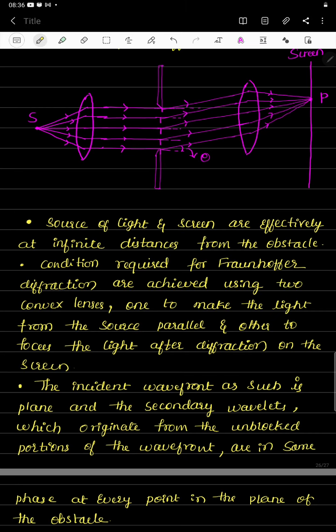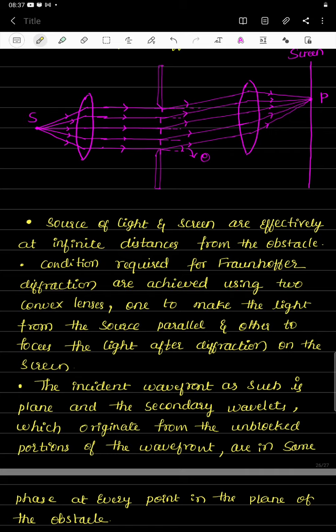So now the second class of diffraction is Fraunhofer diffraction. In this type of diffraction, the source of light and screen are effectively placed at infinite distance, but practically keeping the source and screen at infinite distance is not possible. That's why, with the help of two convex lenses, we are going to make the rays parallel. Usually if the source is kept at infinite distance, the rays of light coming from such a source are considered to be parallel. So in order to get parallel rays, we are going to use a convex lens.